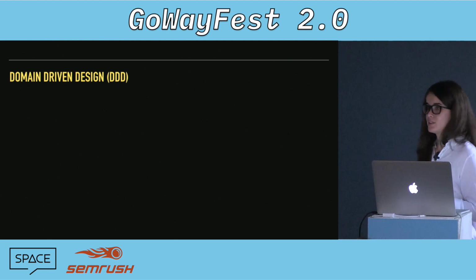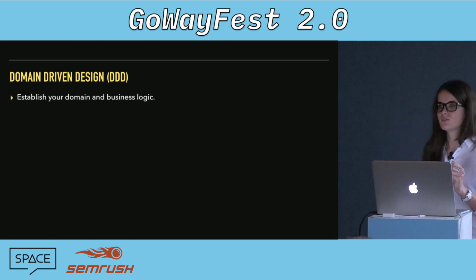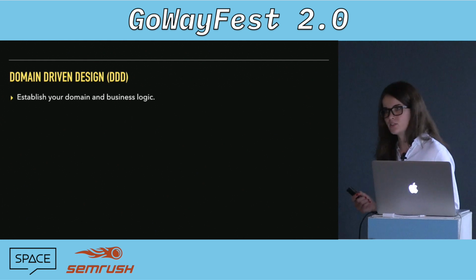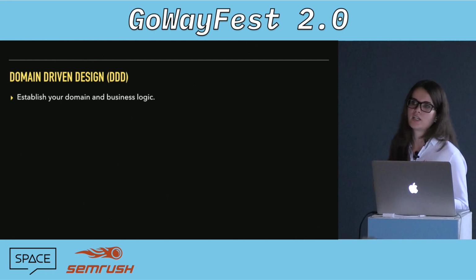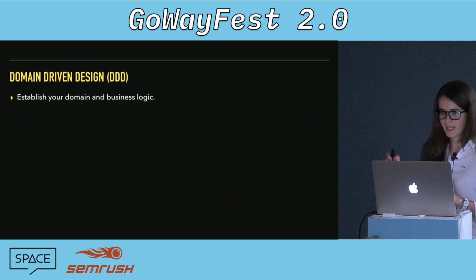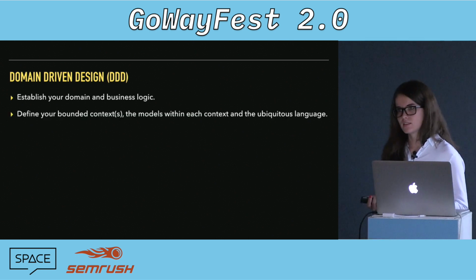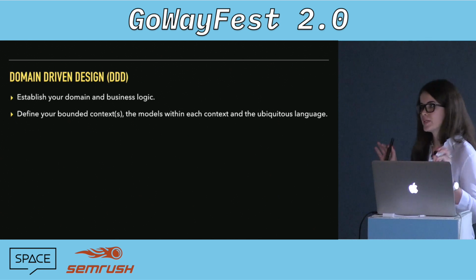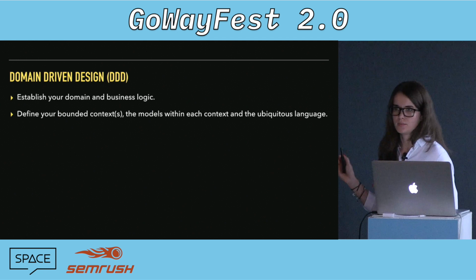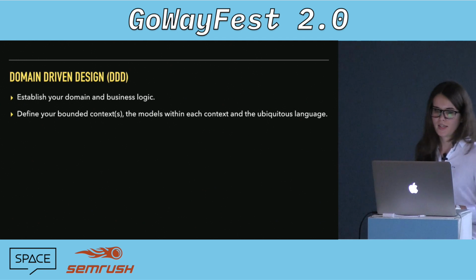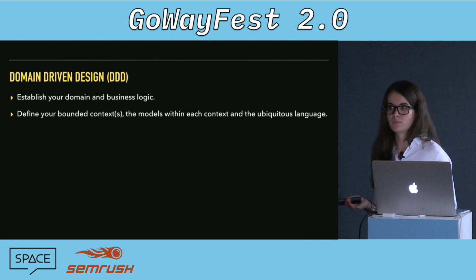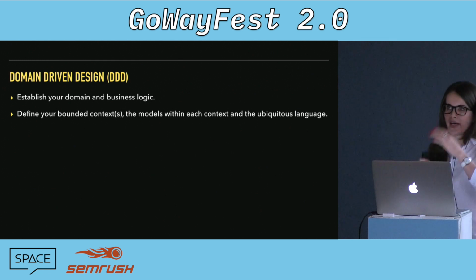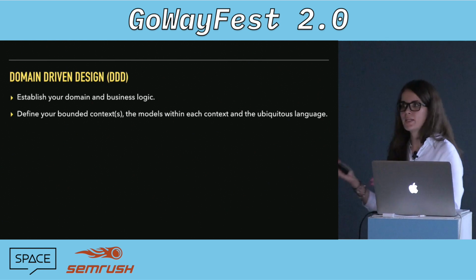So what's DDD and how does it work? Well, first of all, it makes you think about the domain you're dealing with and the business logic in your app before you even write a single line of code. You define your bounded context, or contexts, the models within each context, and the ubiquitous language. And all these terms are DDD terms, so they're like very formal terms. What's a bounded context? Well, essentially, it's a limit around a particular model in your app. So it's a boundary around that model, and you can have many of them in your apps.